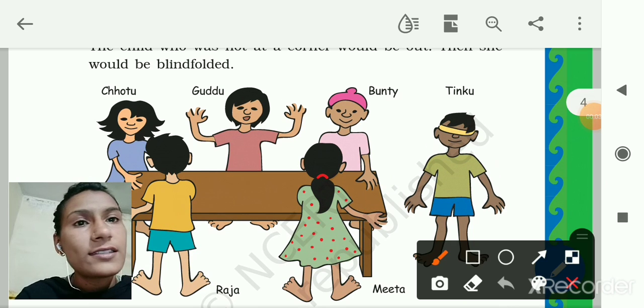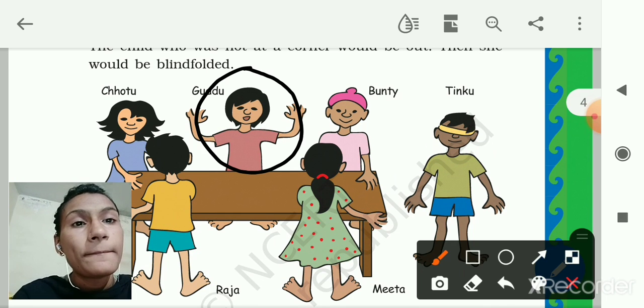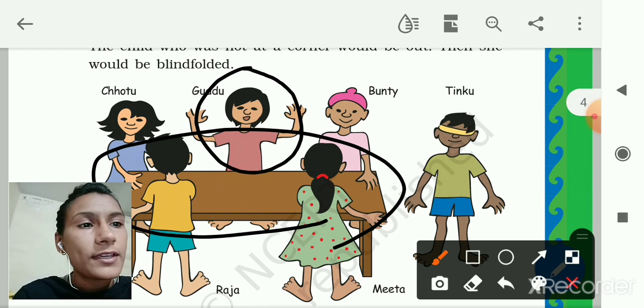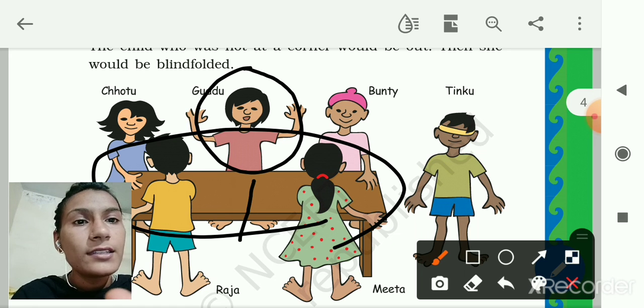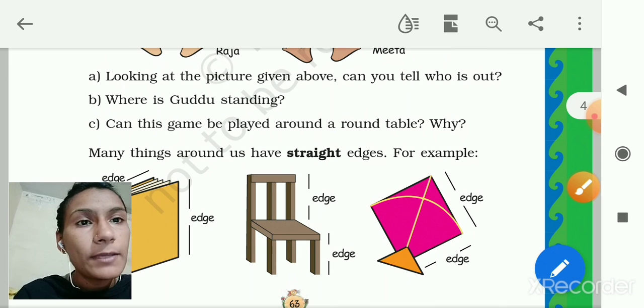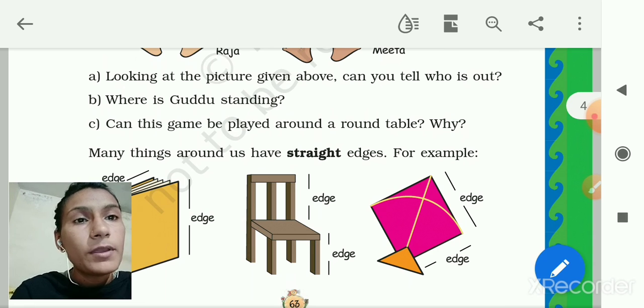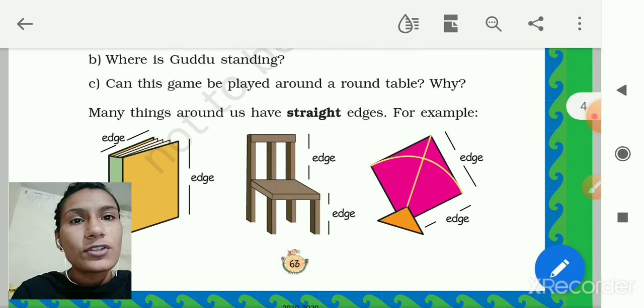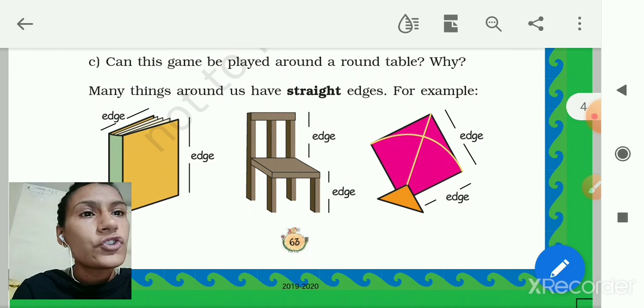So this Guddu is standing on one of the middle sides of the table. You can see, this Guddu is standing on one of the middle sides of this table. Then can this game be played around a round table? No, this game cannot be played around a round table because a round table has no corners, so this game can't be played.